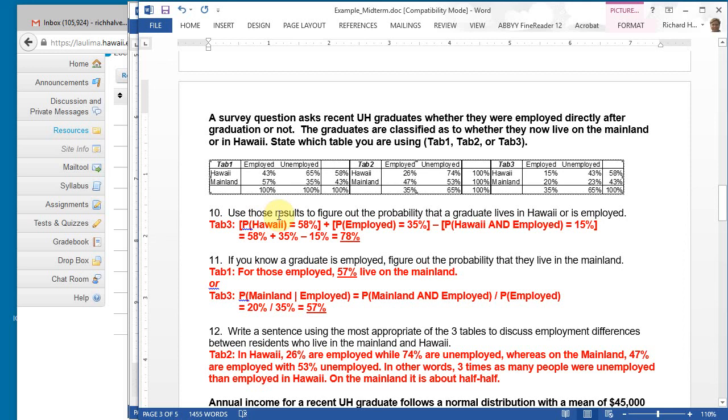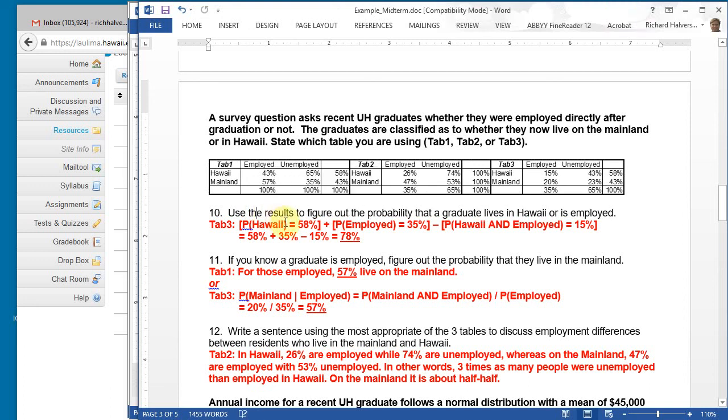Use the results to figure out the probability that a graduate lives in Hawaii or is employed. Okay, so we can use table 3 for that because, since there's an "or," what we're going to do is figure out the probability that a graduate lives in Hawaii, and then add to that the probability that the graduate is employed.